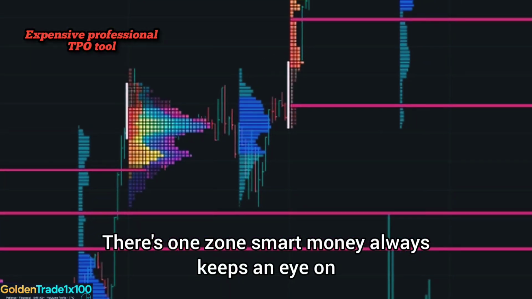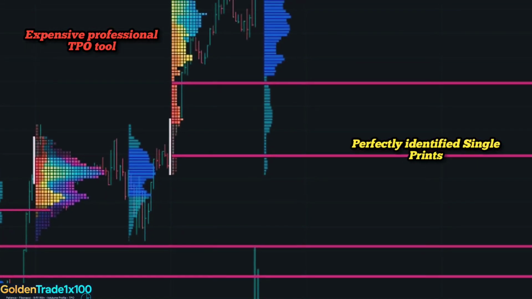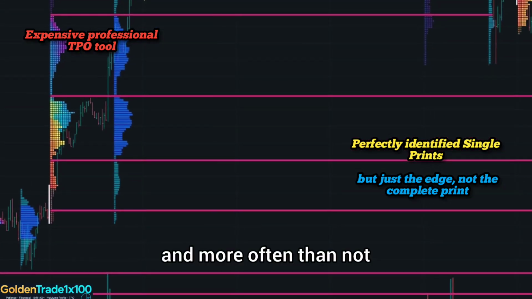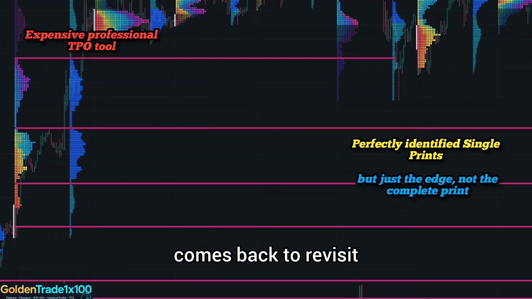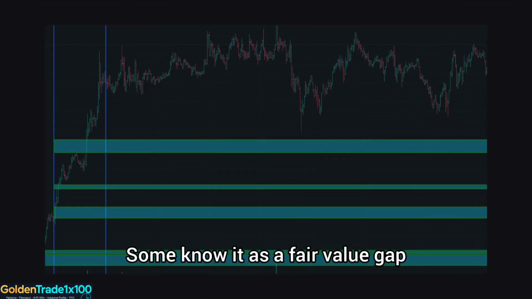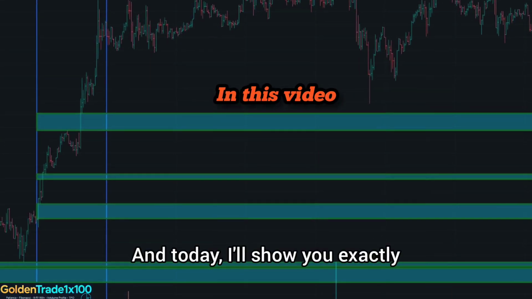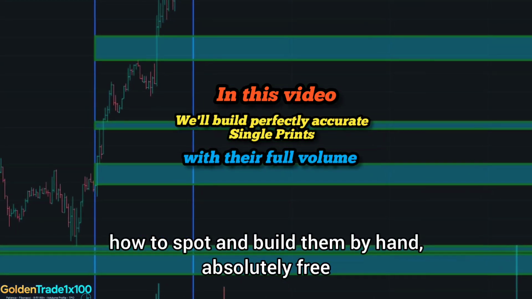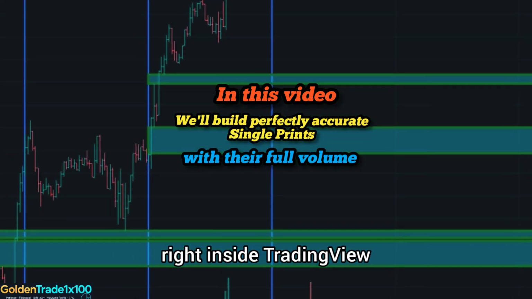There's one zone smart money always keeps an eye on. A stealthy imbalance where price moves fast and hard, and more often than not, comes back to revisit. They call it a single print. Some know it as a fair value gap. And today, I'll show you exactly how to spot and build them by hand, absolutely free, right inside TradingView.